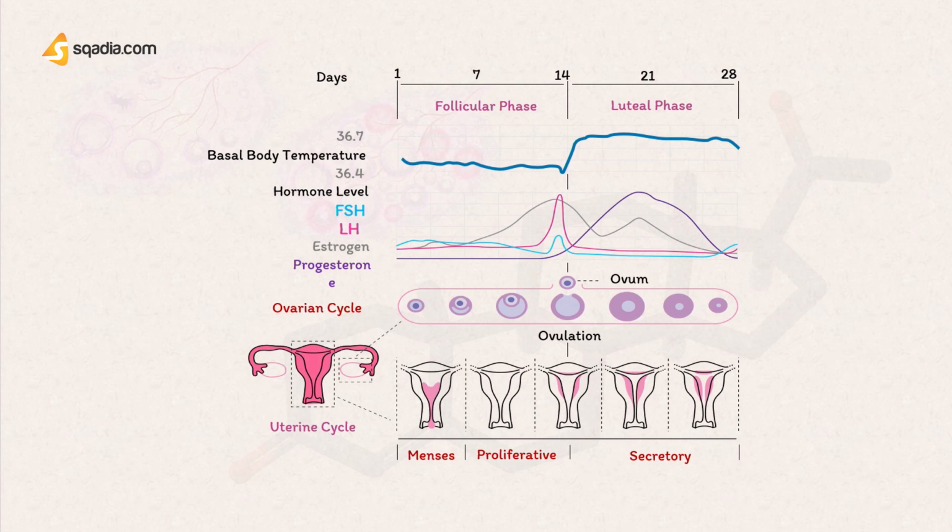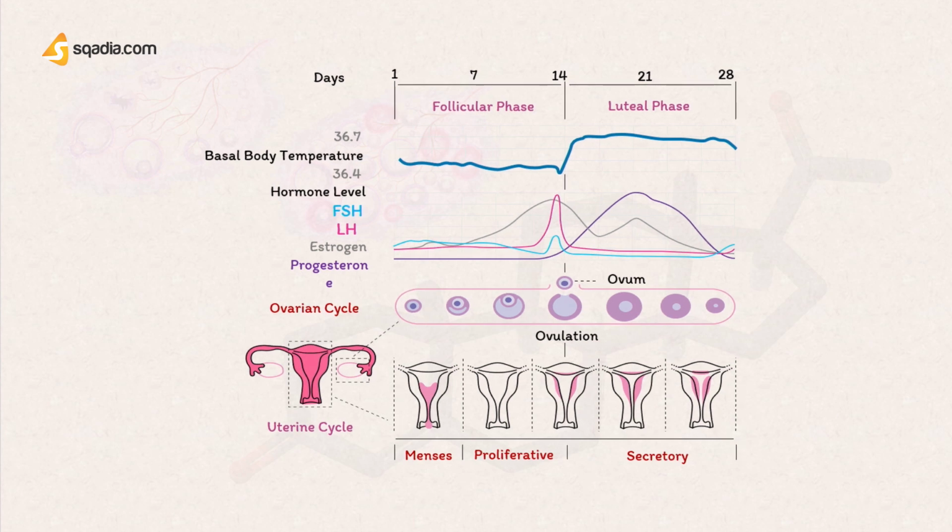There are two phases in a single ovarian cycle. The first one is known as the follicular phase and the second one is the luteal phase. The main difference between these two phases is the production of different types of ovarian hormones. In the first phase, the follicular phase, tremendous amounts of estrogens are produced.